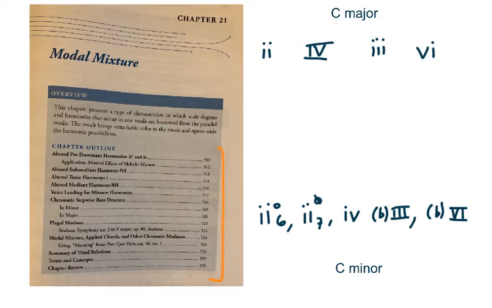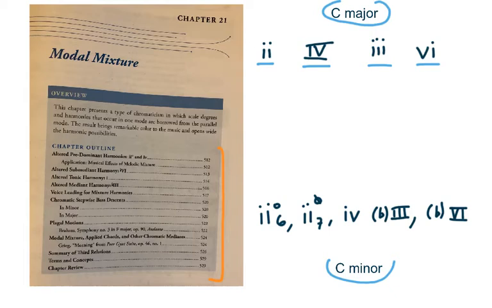So with modal mixture in particular, there is one direction in which events flow. Modal mixture is much more prevalent in the major mode. In this case we have C major, and as you can see here, the diatonic chords that belong to C major: the supertonic ii, the subdominant IV, and the mediants iii and vi. Modal mixture is about borrowing from the parallel minor, which is of course C minor, and the harmonies that are unique to that minor mode.